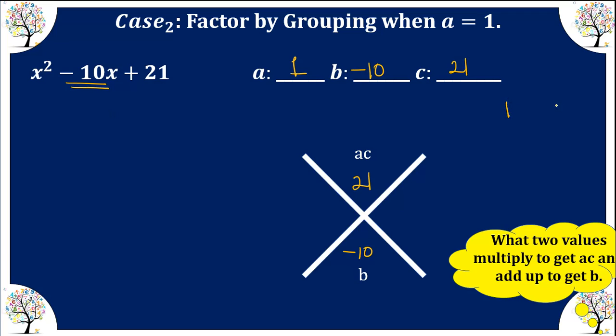21, we have 1 and 21. We have 3 and 7. Now, we know that the two side numbers, our two factors, have to be the same sign to give us a positive product. But they must be negative to give us a negative sum. So I'm going to go with negative 3 and negative 7. So when you have negatives involved, you have a few more combinations to take a look at. So negative 3 and negative 7 are going to be the two linear terms.